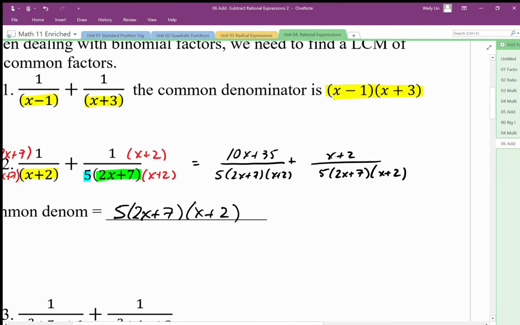Now we can just combine like terms in the top. So we end up with 11x plus 37, and that's all over the lowest common denominator of 5 times 2x plus 7. The 2x plus 7 again represents one factor. x plus 2 represents another factor.